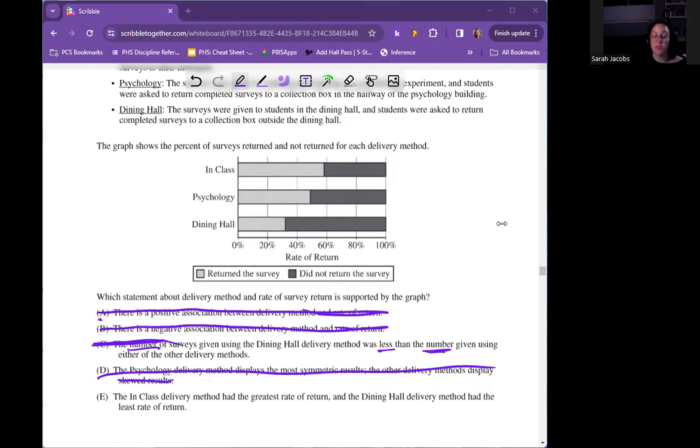Let's read it just to make sure we didn't miss something silly in one of the others. The in-class delivery method had the greatest rate of return. That's true, right? The rate of return is farthest to the right. And the dining hall delivery method had the least rate. Also true. Return the survey has the smallest percentage in the dining hall. So our answer is E.